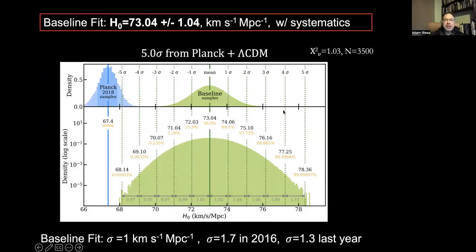Okay, so jumping to the punchline, the answer we get is 73.04 plus or minus 1.04, including systematic uncertainties. By running 100 million chains, we can sample the tails and see to a pretty good precision now that we are really 5 sigma from the predicted value of the Hubble constant that I mentioned earlier, using Planck and LambdaCDM. We get a very good fit to our data, so we don't have excess variance, and the uncertainty has now come down from, in 2016, 1.7.